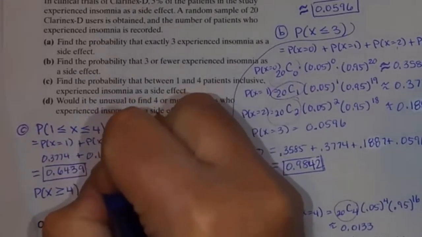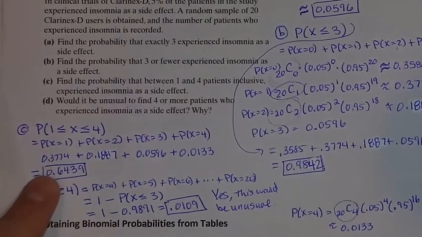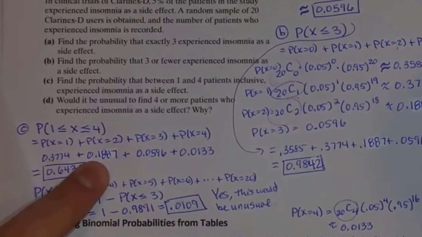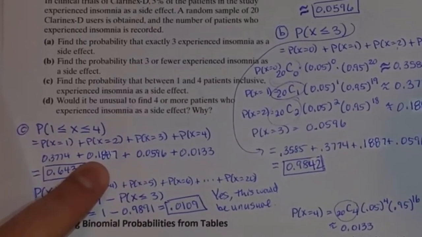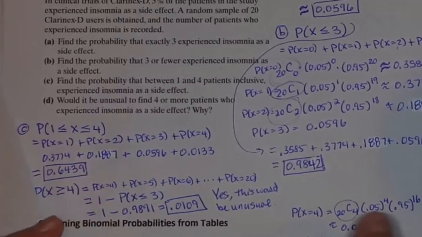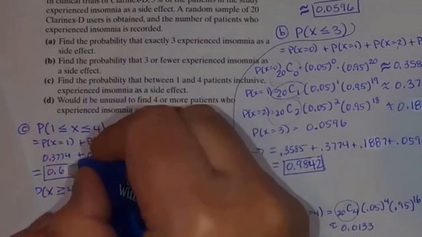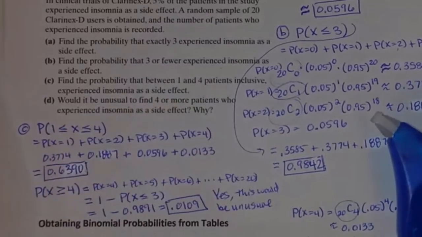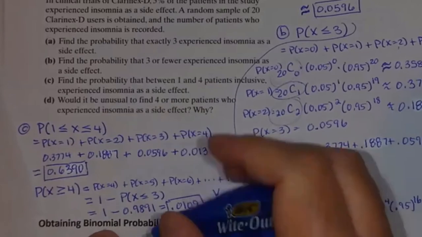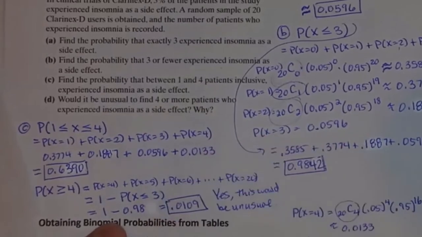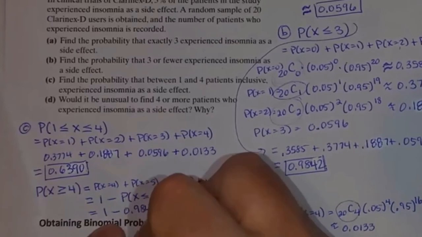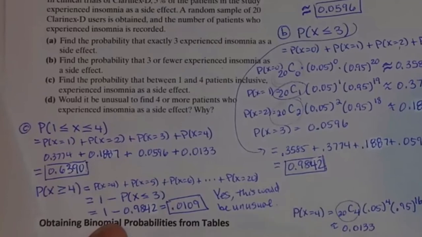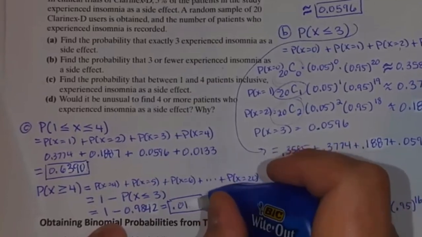again, that should have been 1887. So if I add that up, that should be 0.6390 instead of what I had before. And that means this answer should have been 1 minus 0.9842, which should have been 0158 instead of 0109. It still would have been unusual.